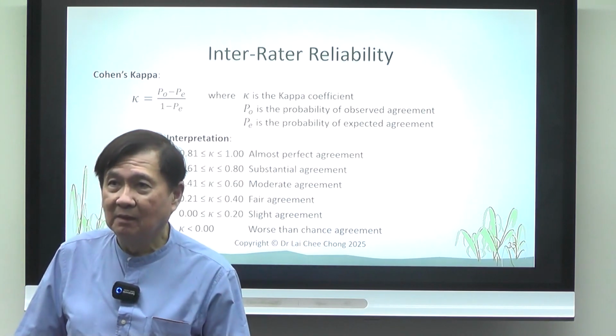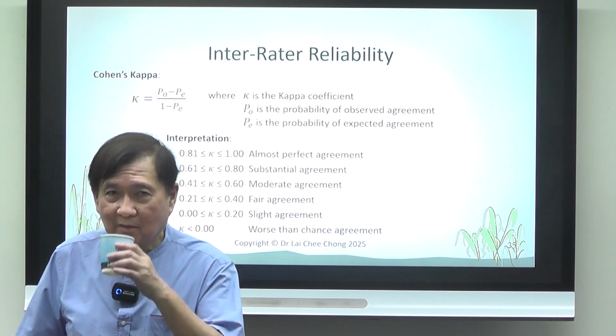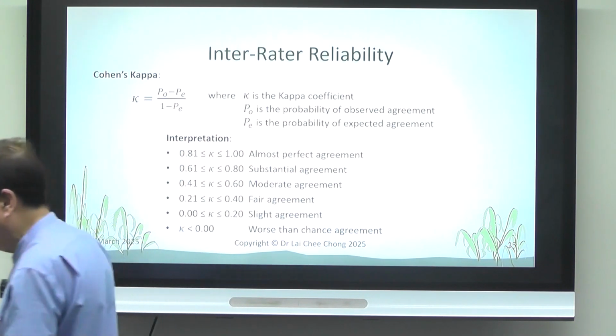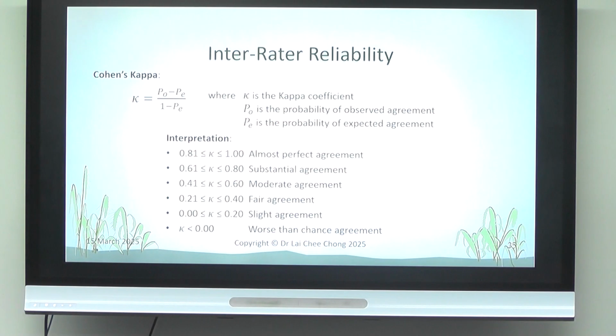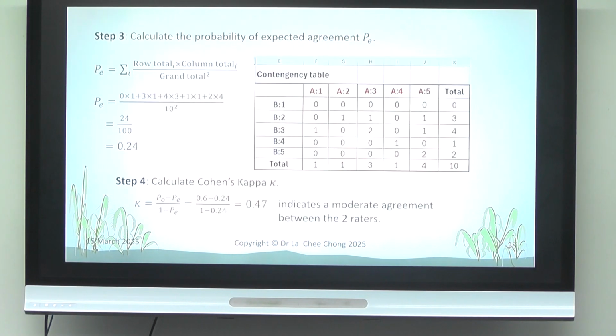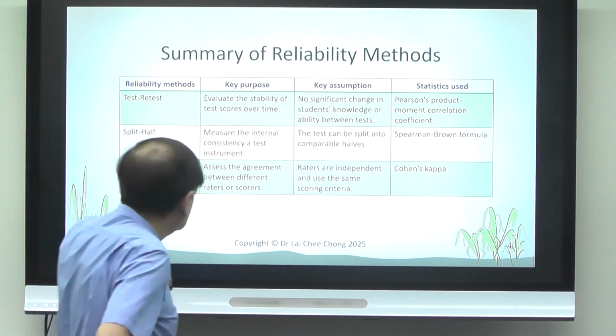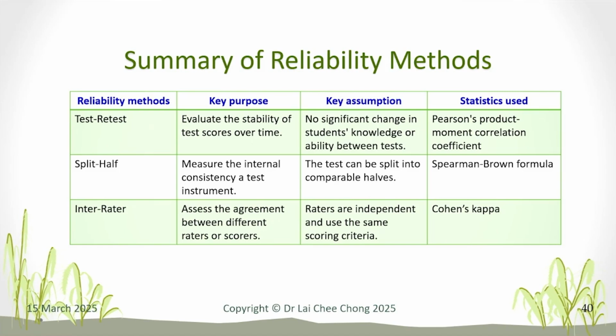And last, we talk about inter-rater. This is about assessing agreement between two or more raters. It can be more than two, you can have 3 or 4, doesn't matter, but we just use 2 for illustration. These raters are independent and they must use the same scoring criteria. Cannot be different. To find out whether there's a good agreement between the two raters or not, use Cohen's kappa. So this basically sums up these 3 types of reliability tests.